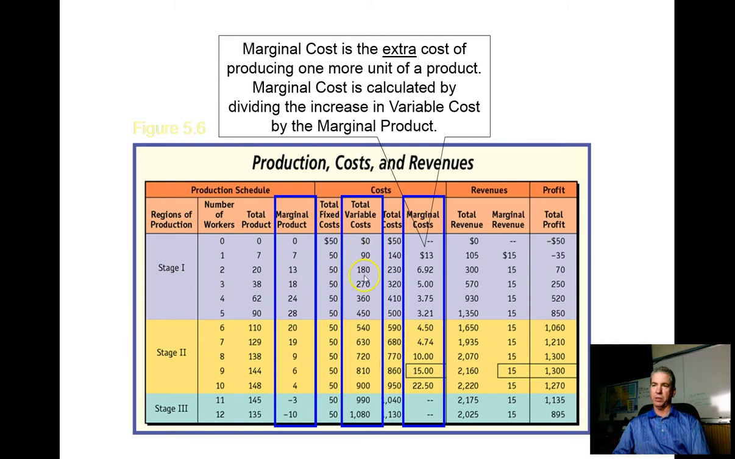How much is the increase in variable cost? Yes, it's 90, not 180. That's the total of all those workers. Okay, so we're interested in the increase in variable cost, which in our example here is $90, because each worker that is hired costs $90.